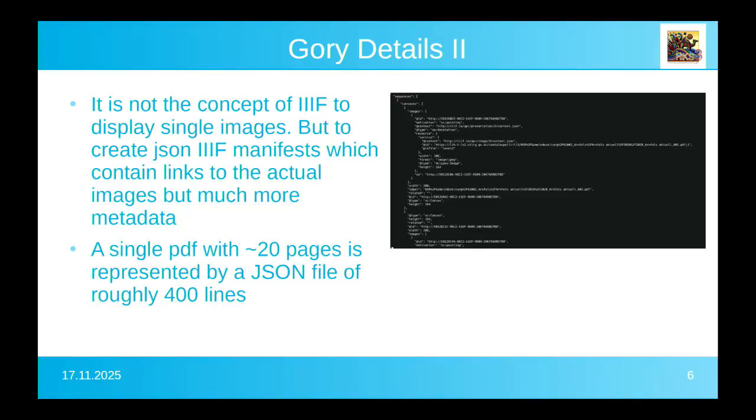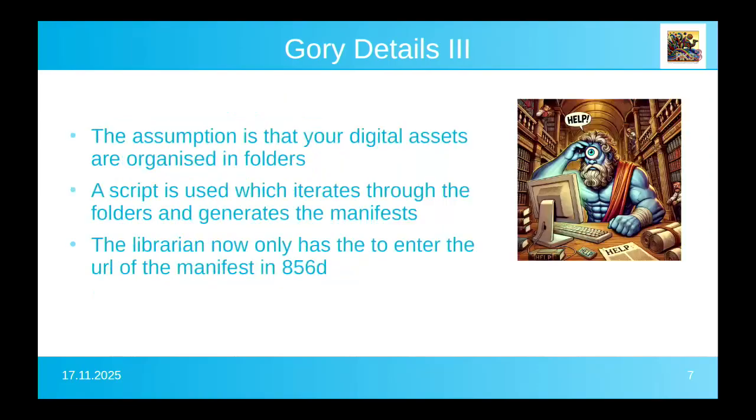And in this manifest, the actual links to the images are contained, but much more metadata, like the resolution of the picture, whether it's black and white, the rotation, whatever. A single PDF with roughly 20 pages is represented by a single JSON manifest file, which in our case, or a minimal case, has 400 lines of JSON you don't want to write yourself.